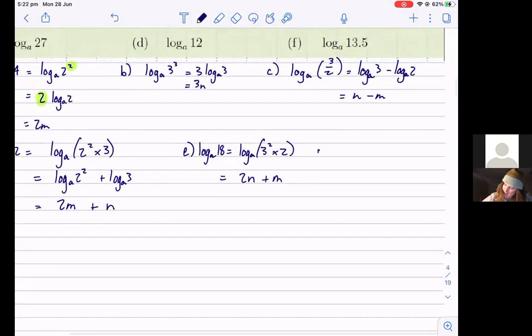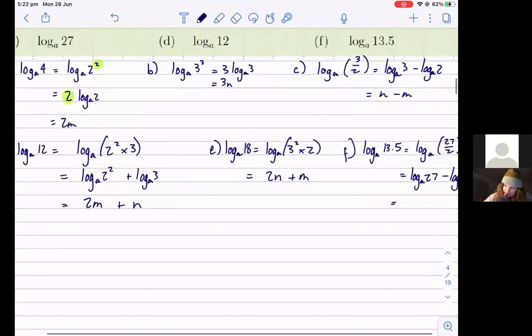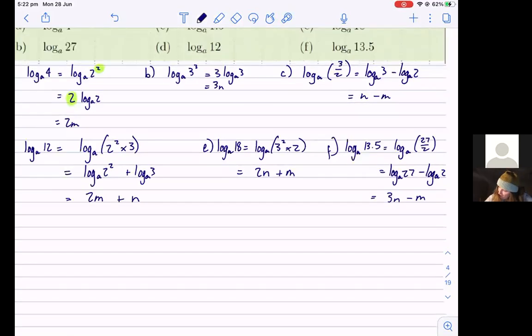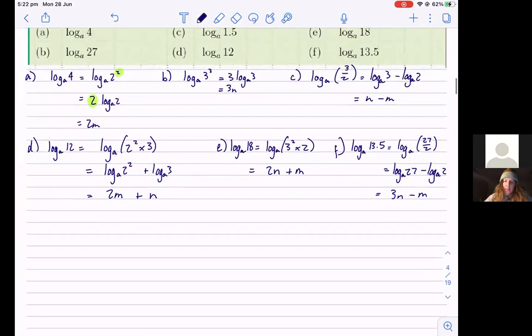And last but not least, F, log base a of 13.5. That's 27 over 2, isn't it? Which means we've got log base a of 27 minus log base a of 2. We already know the log base a of 27. It was 3n, minus m. They're quite satisfying.